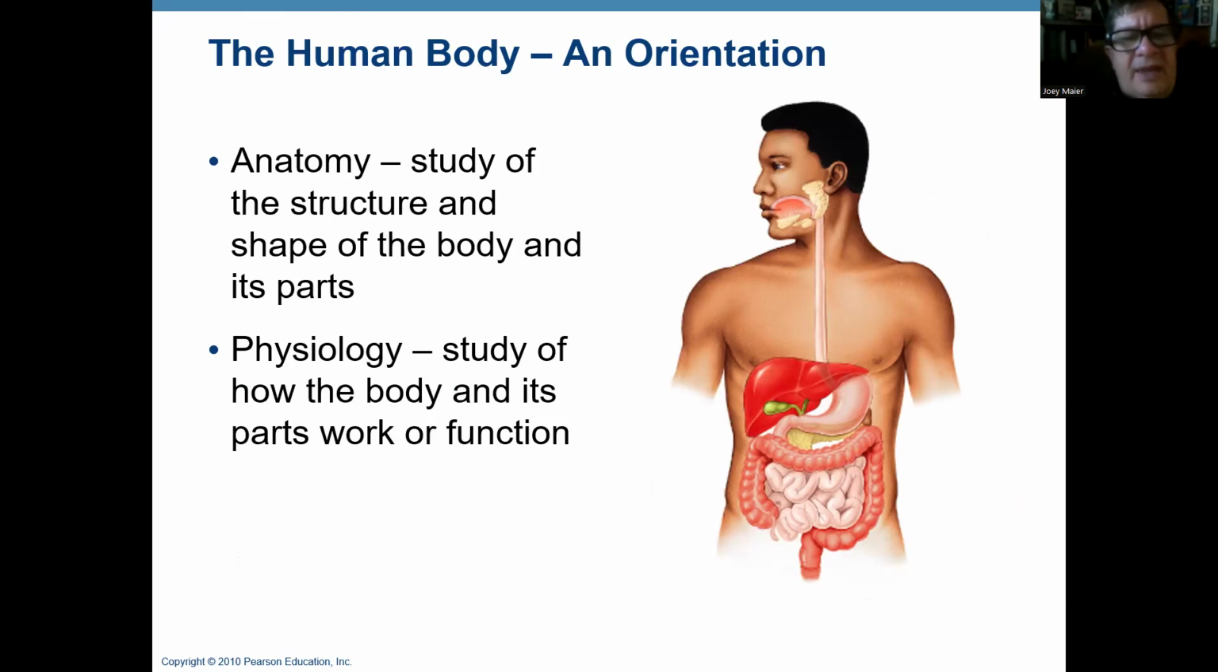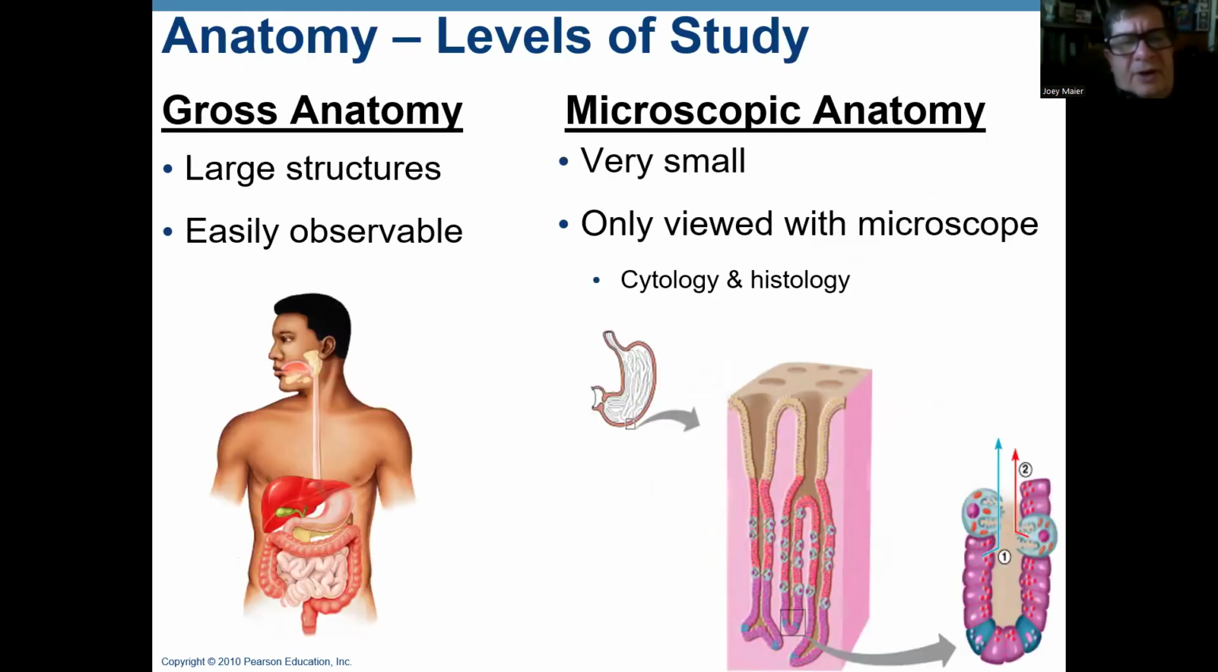Now, anatomy is basically what are the parts? Name the parts. Physiology is how do those parts work together to do a thing? So if you're talking about anatomy, you're talking about what something is. If you're talking about physiology, you're talking about how the parts work together.